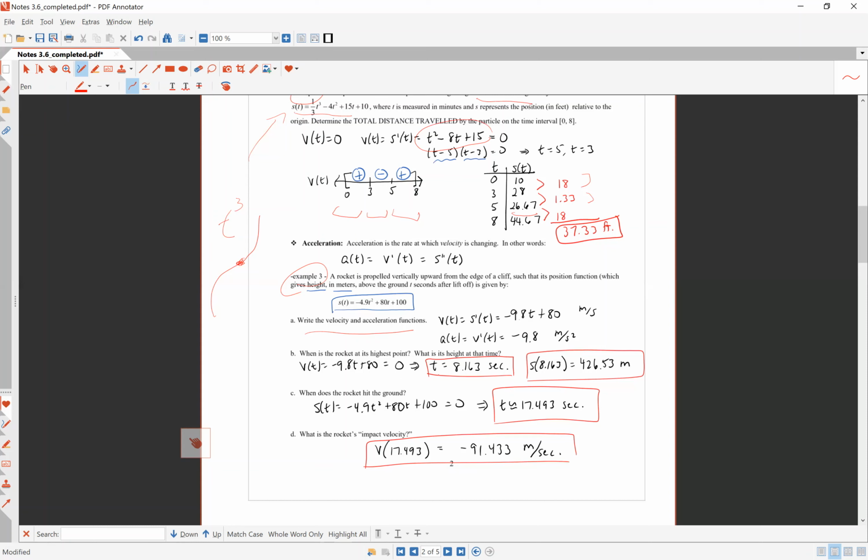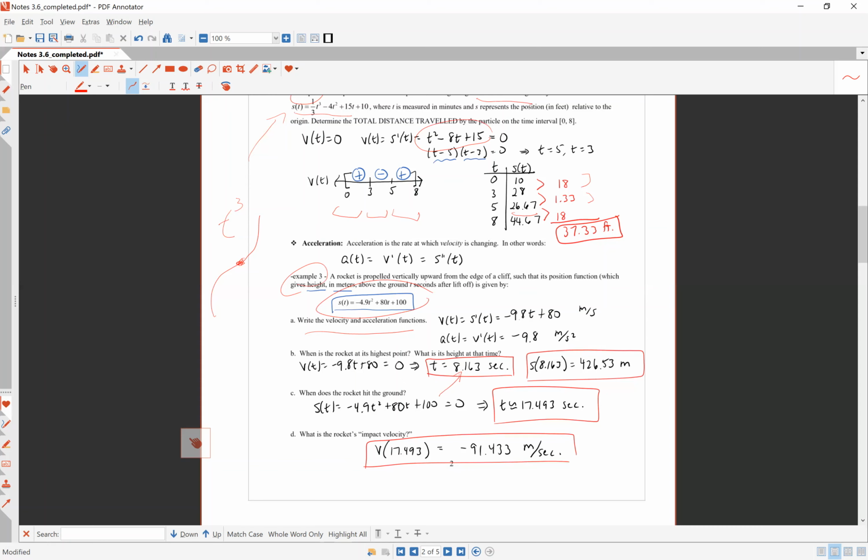Okay, so the velocity is zero at about t equals 8.136 seconds. So that's the time. The velocity will become zero at about 8.136 seconds. For the height, you just plug this value into the original function, and you'll get the peak height is about 426.53 meters.